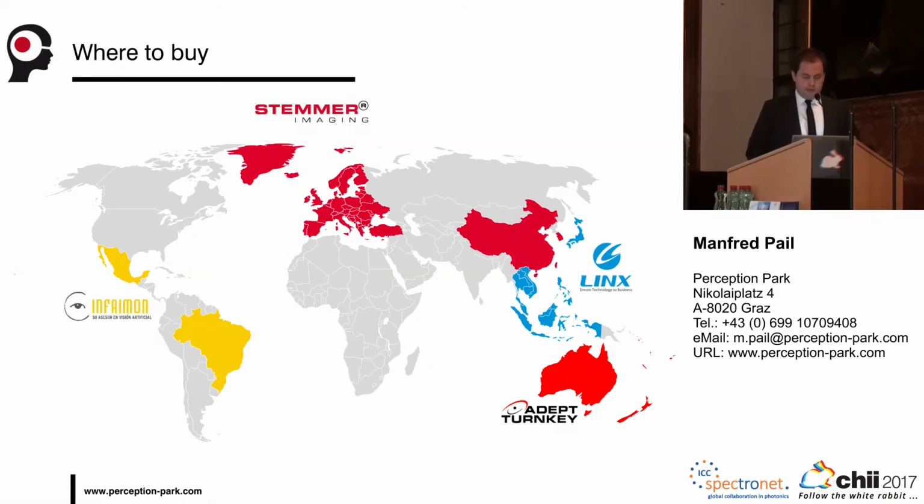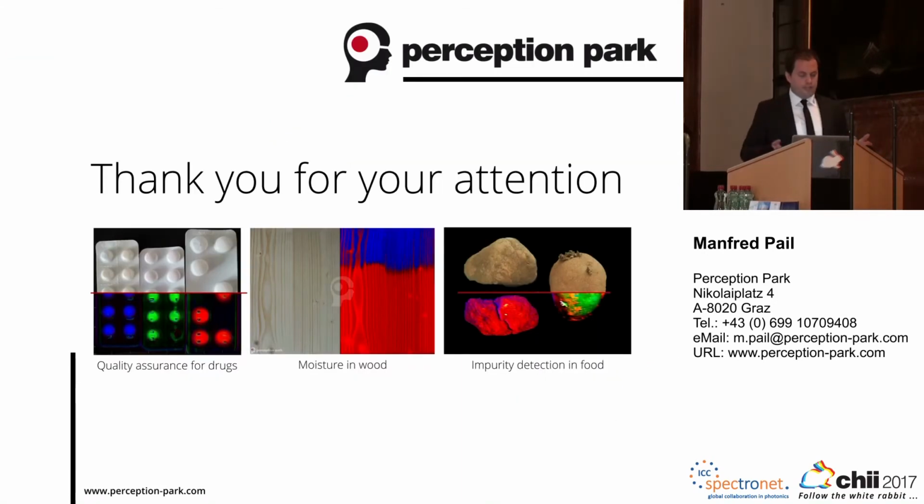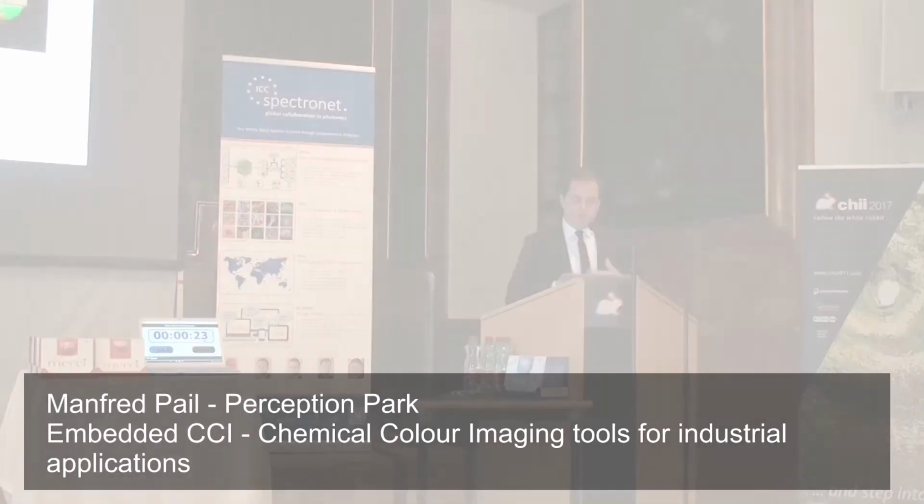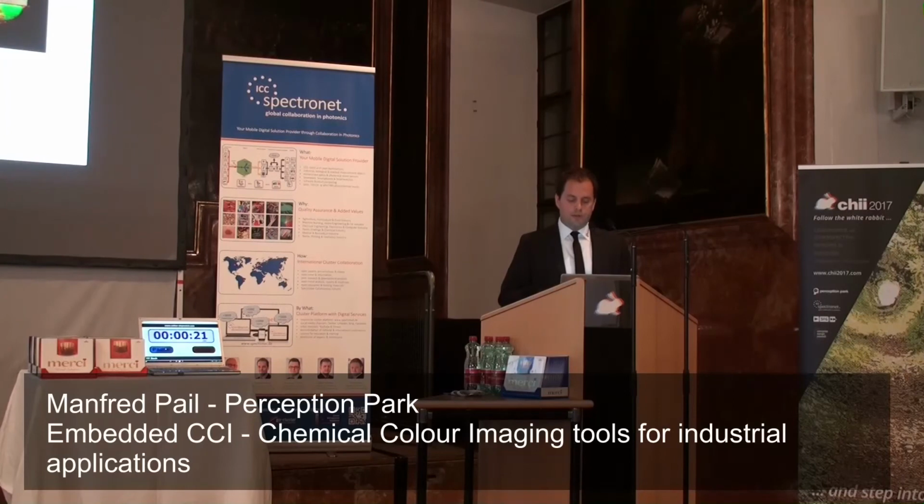And here I summarized some application examples which are already in use. On the first one you can see it's really good for quality assurance for drugs. I think Stemmer Imaging is showing such an example. In the center image, we see moisture detection in wood, but there are also a lot of applications where this technology is used, for example, for impurity detection in food processing and so on.